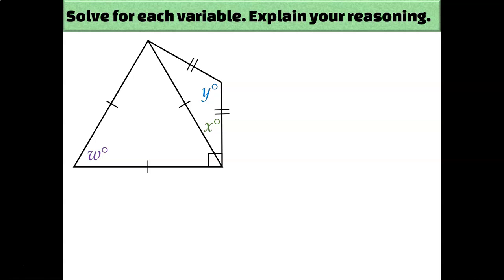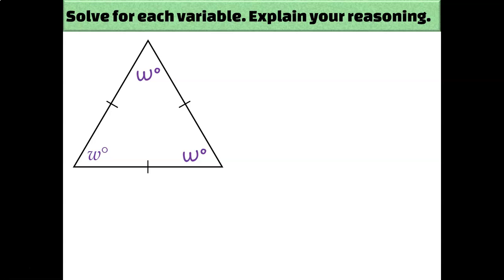W is one of the angle measures in this equilateral triangle. And the corollary to the base angles theorem tells us that if a triangle has three congruent sides, then it must also have three congruent angles. So I could actually label all three of the angles in this equilateral triangle with a W, because they must all have the same measure. In fact, let's just focus on that equilateral triangle.